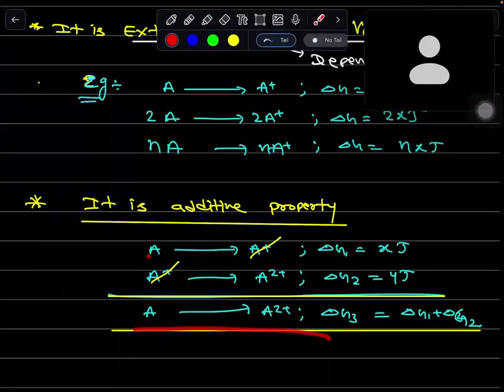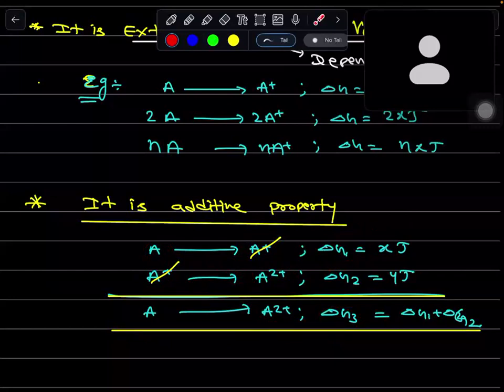Here, look at A giving A plus. The same A plus which is formed here is consumed in the second step reaction. Whatever is formed here will be converted into A2 plus. Then at the end of the reaction, A plus will not appear. So finally A becomes A2 plus. So the del G value of this overall reaction will be equal to the sum of the del G's of the first two reactions. Are you clear about this? What is meant by additive property?